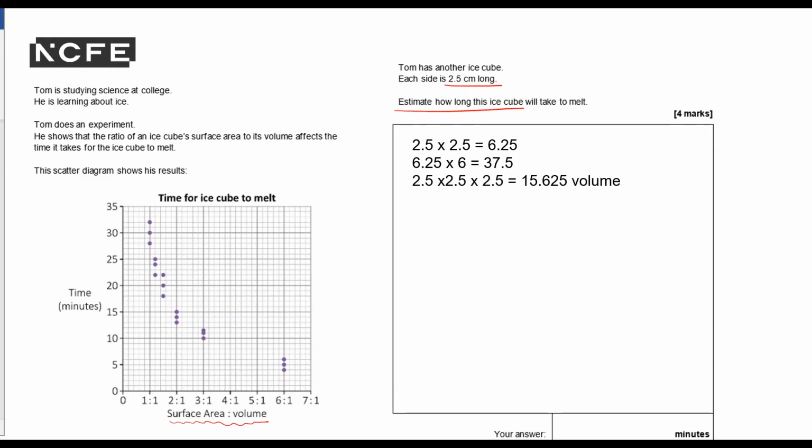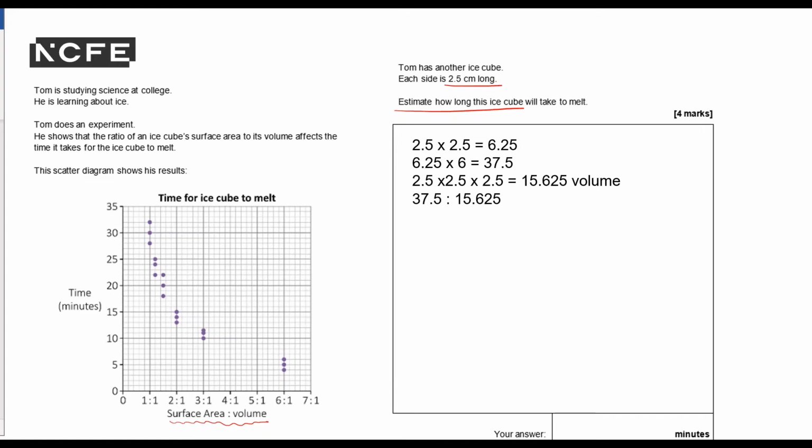Okay, now comes the tricky part because I need to show the ratio from surface area to volume. Now, I want my volume to be 1. So at the moment, what I've got in my ratio is 37.5 to 15.625. And I can't really work with that. I can't use the graph. So I need my volume to be 1.